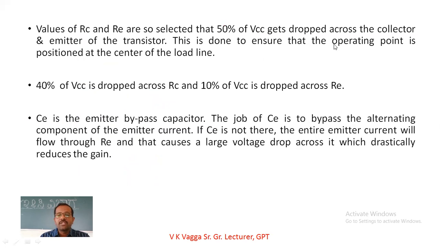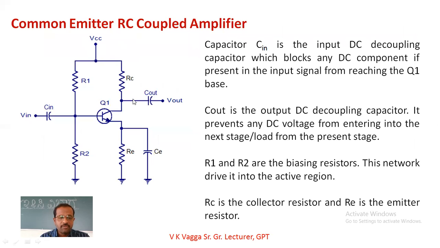So this is done to ensure that the operating point is positioned at the center of the load line in the active region. RC and RE are so selected that 50% of VCC is dropped across RC and RE. Out of that 50%, 40% of VCC is dropped across RC, and the remaining 10% of VCC is dropped across RE. RC consumes the 40%, and RE consumes the remaining 10%.